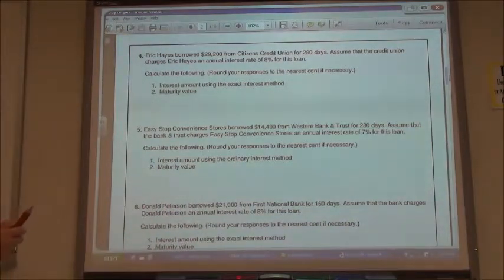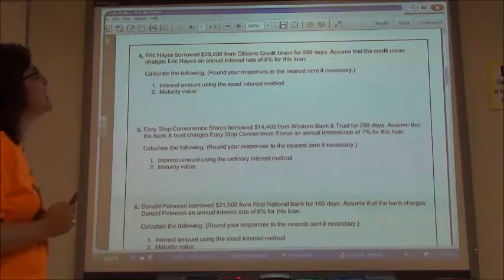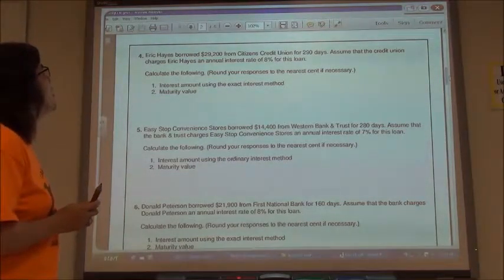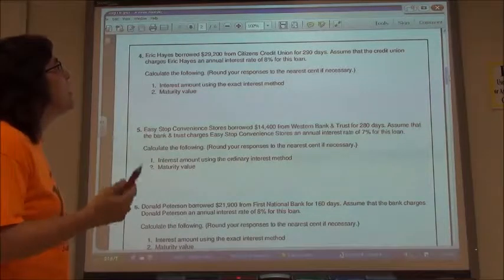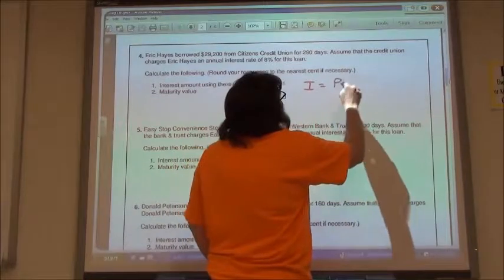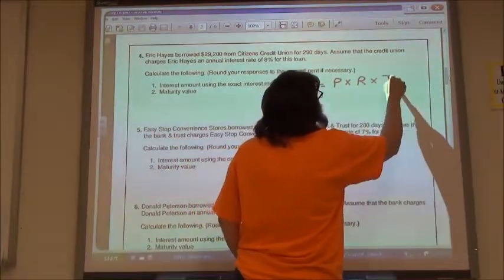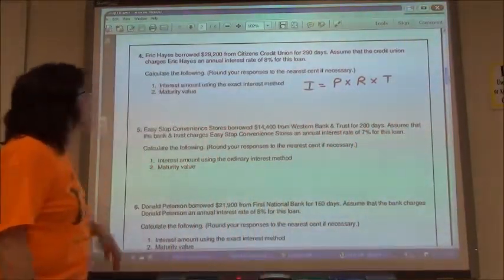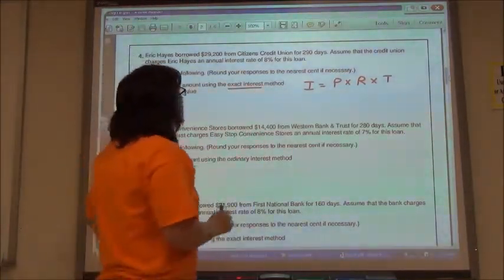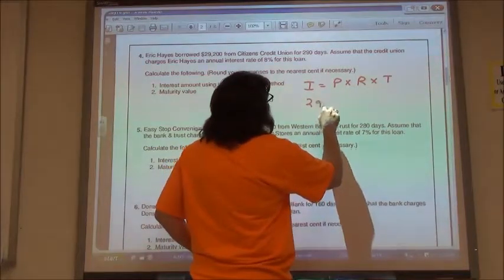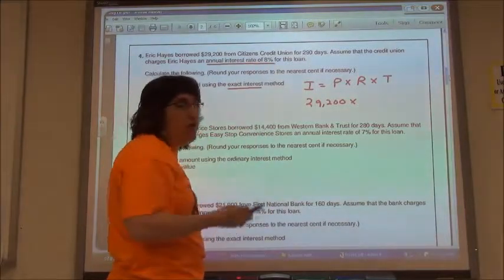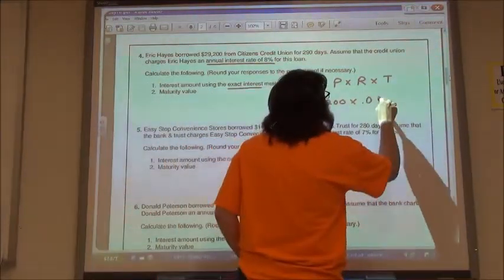Eric Hayes borrowed $29,200 from Citizens Credit Union for 290 days, assuming that the credit union charges Eric Hayes an annual interest rate of 8% for this loan. Again, interest is equal to the principal times the rate times the time in years. This one says calculate the interest using exact interest. So my principal was $29,200. My annual interest rate, my rate for the year, is 8%, 0.08.